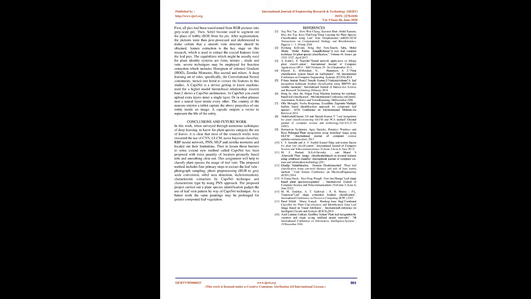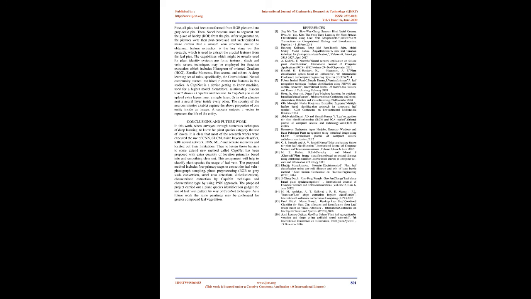Conclusions and future work. In this work, we surveyed various techniques of deep learning for plant species classification using leaves. It is clear that most of the research works were done using CNN, GLCM, Naive Bayesian classifier, RBF neural network, PNN, MLP, and Zernike moments and found out their limitations. Then to reduce those barriers to some extent a new method called CapsNet has been proposed with more amount of location based info and smoothing filter.